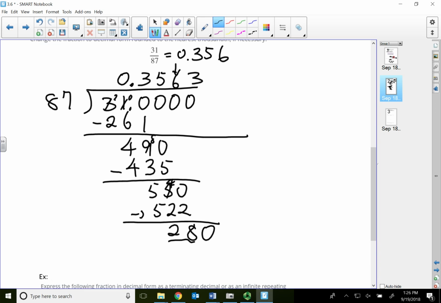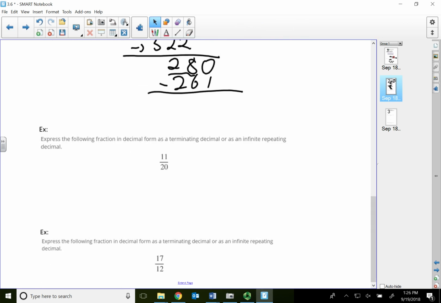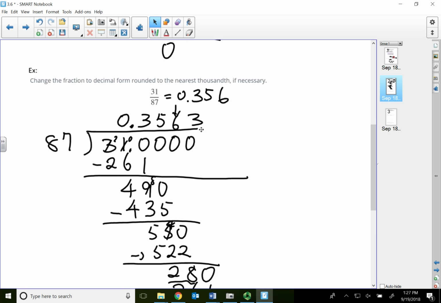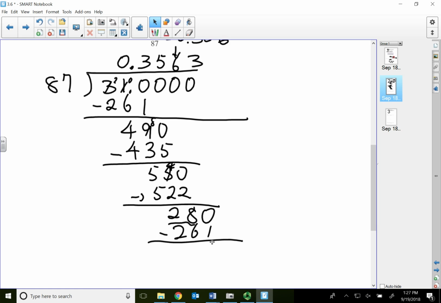Now, this is it, but let's pretend I keep on going. 3 times 87 is 261. Eventually, what's going to happen is either my decimal places will end, or it's going to show some sort of repeating pattern. So 280 minus 261 is 19. If I pretend to bring down another 0, this is 190. And we have not seen any 190 yet. What we have seen so far, every top number: 310, 490, 550, 280, 190 now.